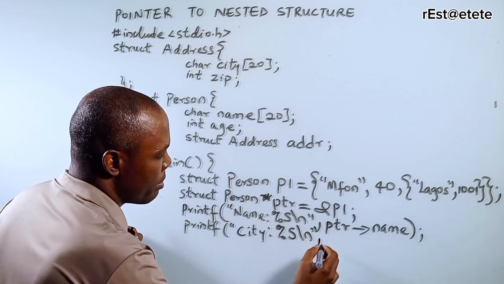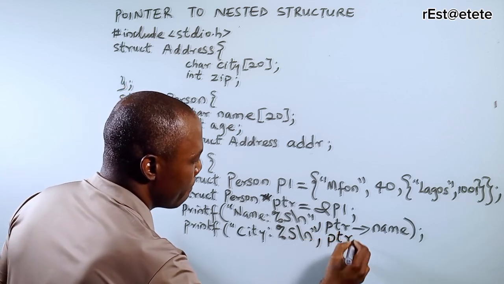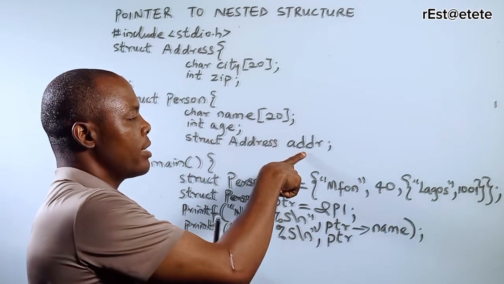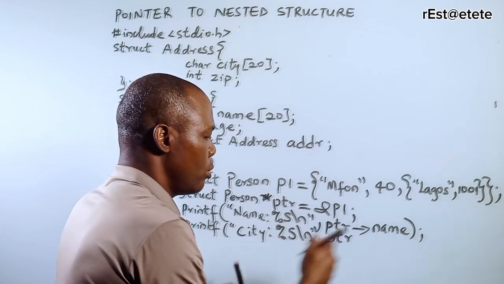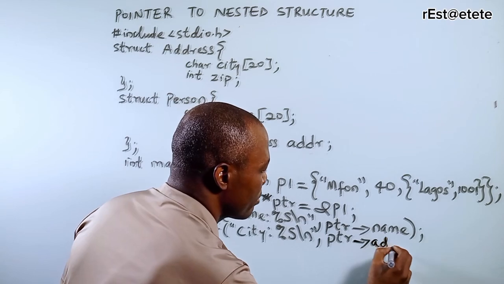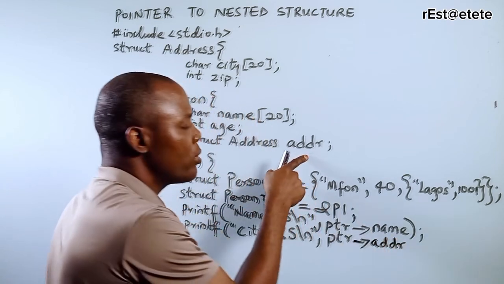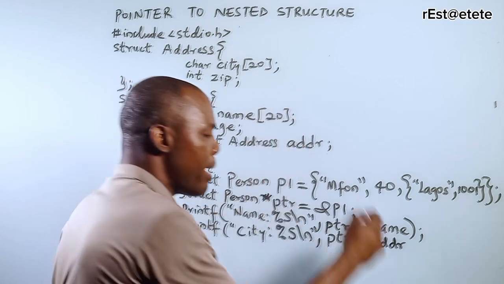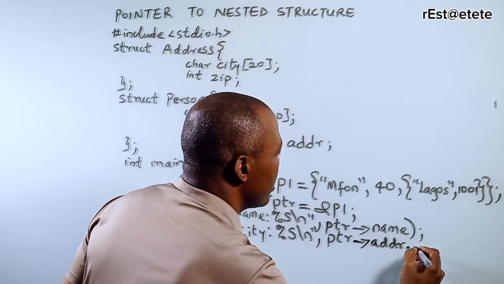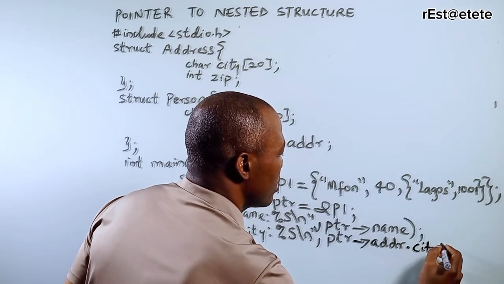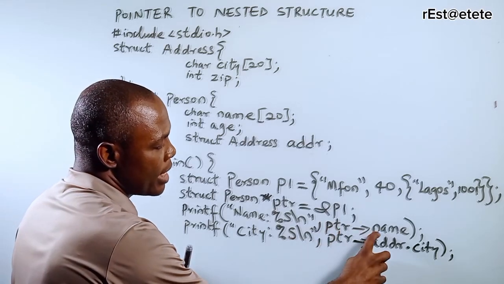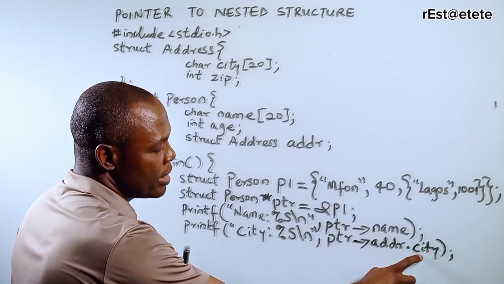%s\n, comma, ptr, right? You can see this city is inside this structure. So ptr, then you have the arrow pointing to what? Address. Then when you get to this address, to access its member, it will now be what? Dot. You use the dot operator to access city. So that's the difference.